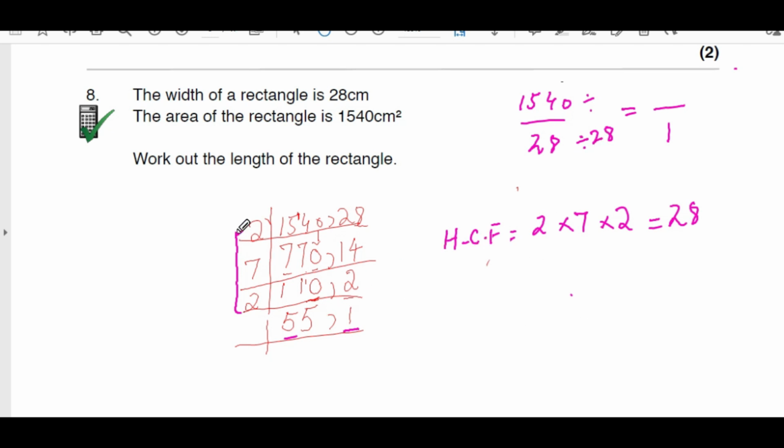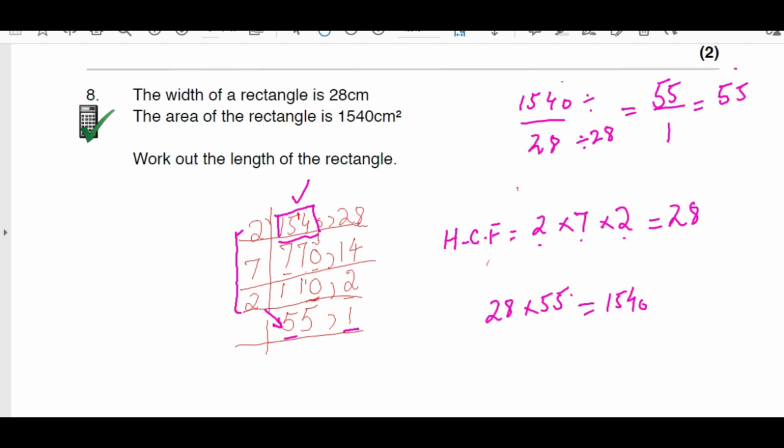No, you don't need to go there. Look, when you multiply these numbers with this 55, you will get this number. Do you understand what I mean? I mean that if you multiply 2 times 7 times 2, which is 28, by 55, you will get this number, this one, that is 1540. So it means that 28 times 55 is 1540. So 55 is your answer.